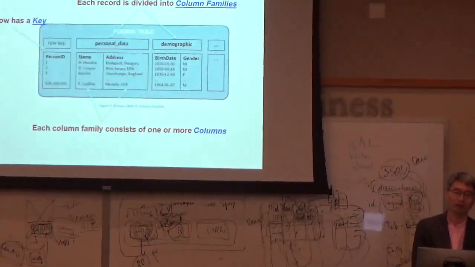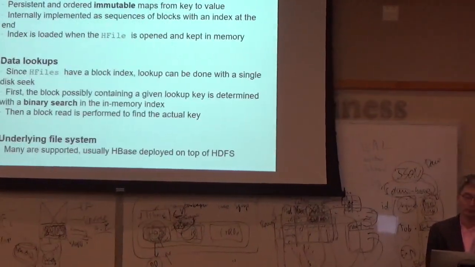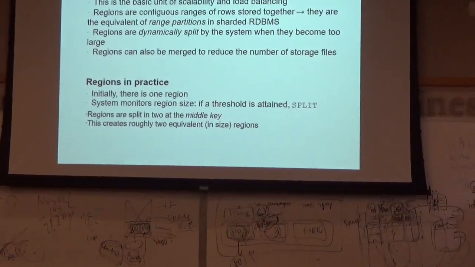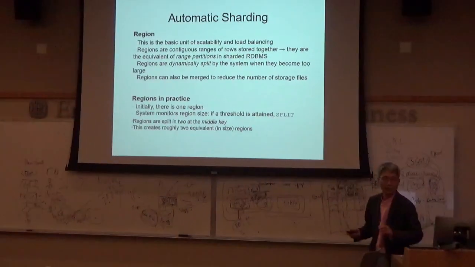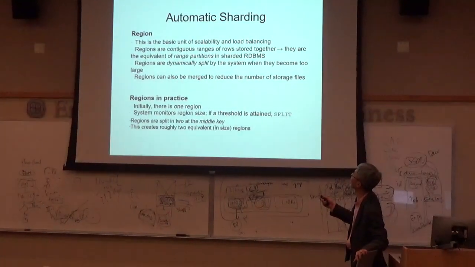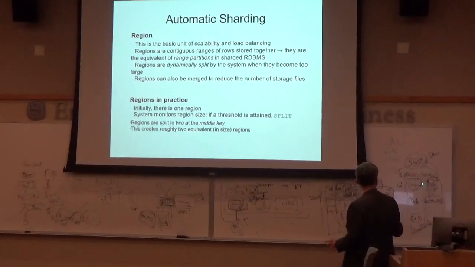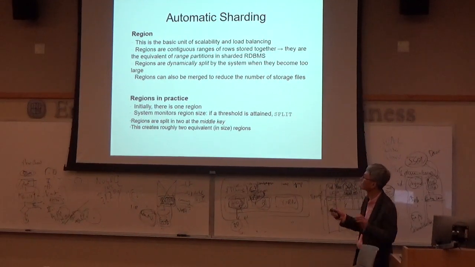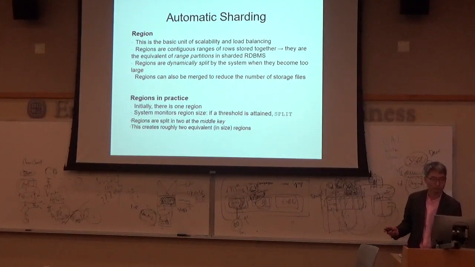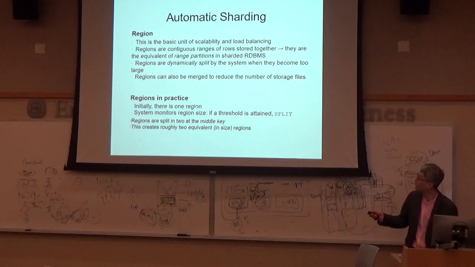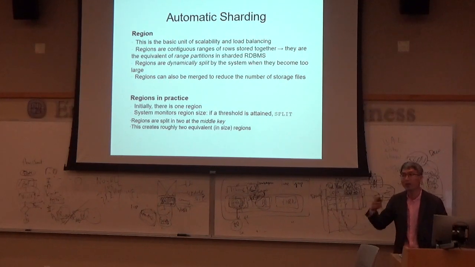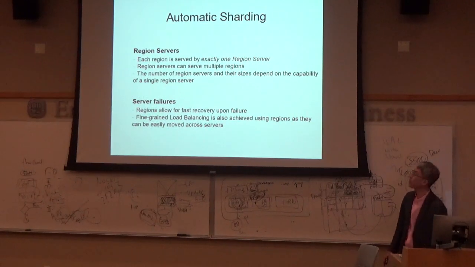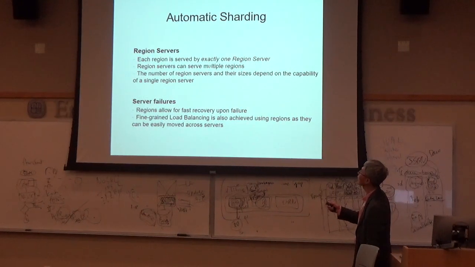And going back to here, the region is basically the basic unit of scalability and load balancing. That stores the column family. So one column family starts from one region, but it can be automatically split if we have more. The region server manages a number of regions. Okay.